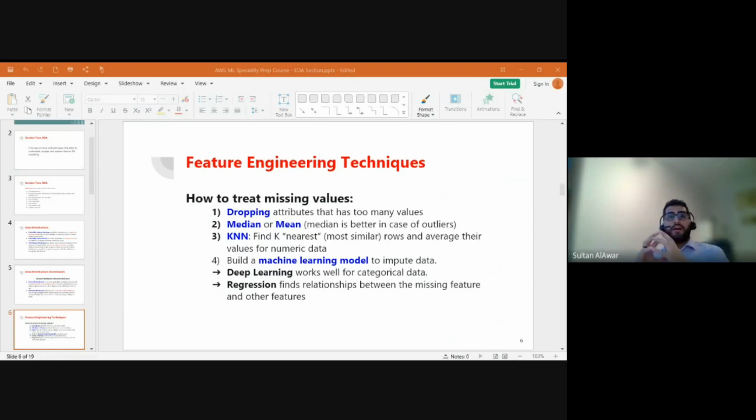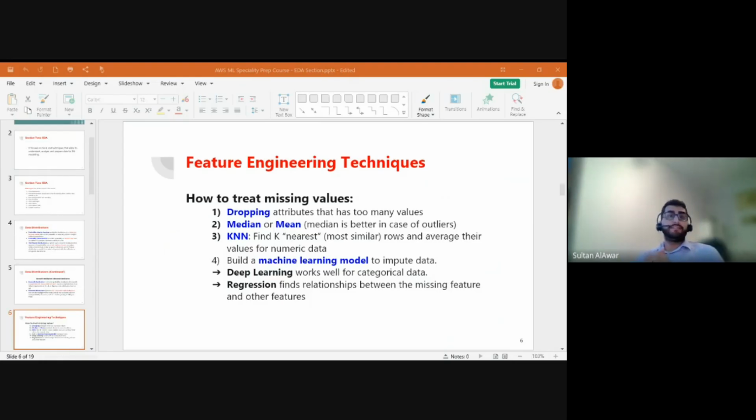So the first feature engineering technique that we're going to cover is how to treat missing values. One of the most challenging parts is that we could receive a data set from our stakeholders, but this data set might have a lot of missing values, whether in numeric or categorical variables. So what are the kinds of strategies that we can think of? The first one is we can think of dropping attributes or dropping rows, in other words, that have too many missing values, which is less favorable, because this might end up us losing some potentially good data.